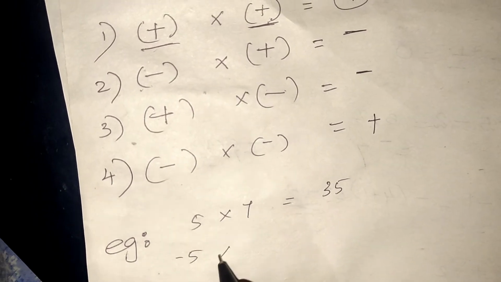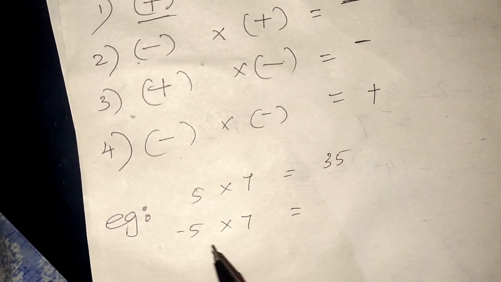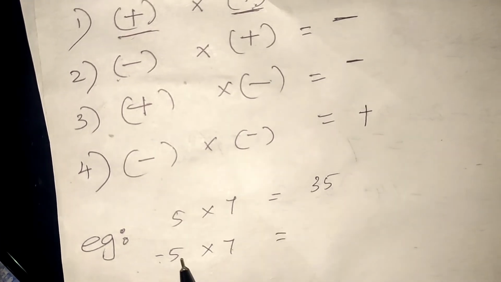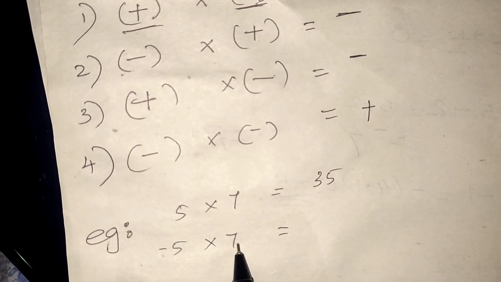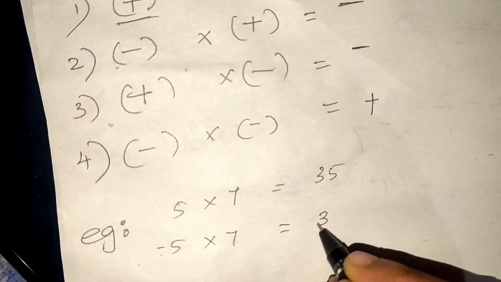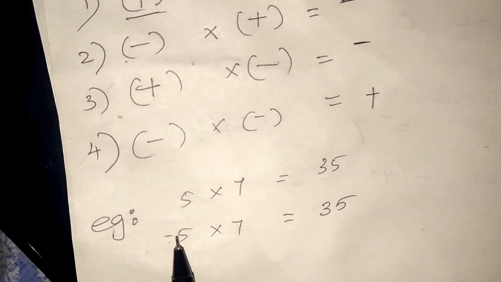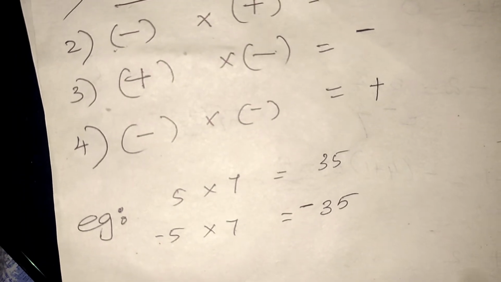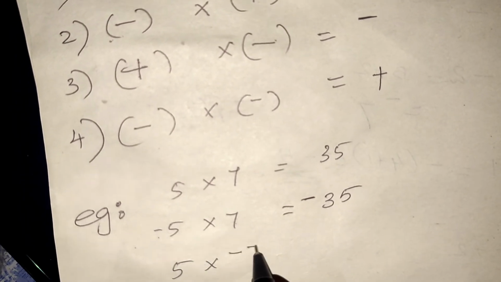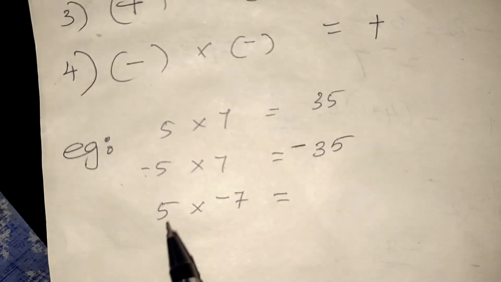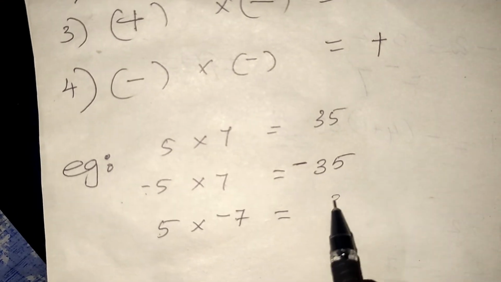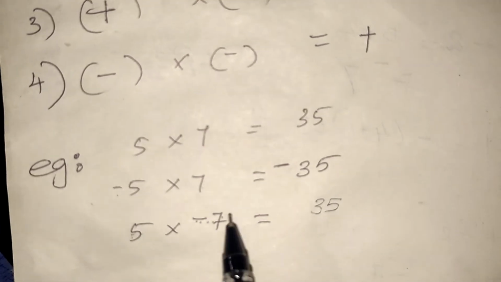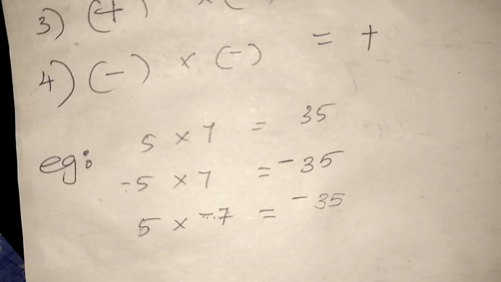Then what about negative 5 into 7? Negative 5 into 7. See, one is negative and the other is positive. So find out the product of these two numbers. What is 5 into 7? 5 into 7 is 35 itself. But here one is negative and the other is positive. So the answer is always negative. Okay, then what about 5 into negative 7? See, here also 5 into 7 is 35. But here the numbers have different signs. So the answer is always negative.